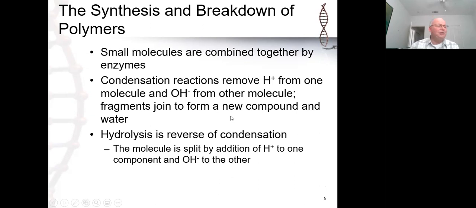So when we start thinking in terms of polymers, we have to think in terms of how do we build them from the small molecules, and also how do we disassemble them again from the polymer form back to the small molecules, the monomer form. And it turns out that there are two chemical reactions involved. One is referred to these days as a dehydration synthesis. Sometimes it has been referred to as a condensation reaction.